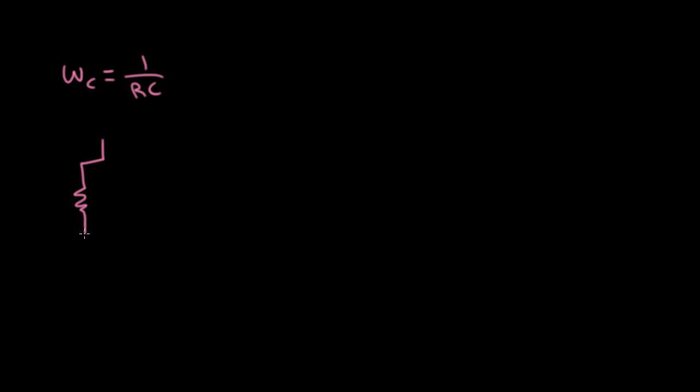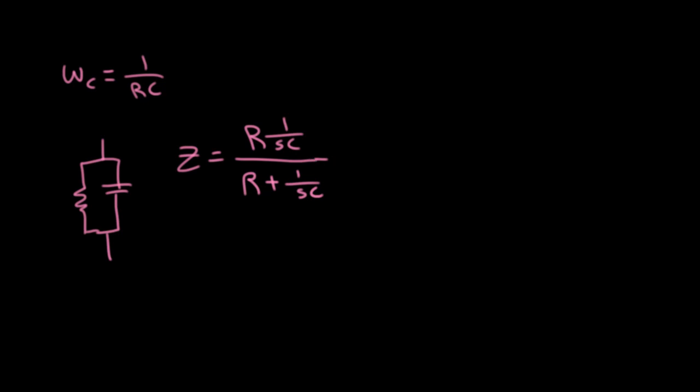Now, what we had was we had a resistor in parallel with a capacitor. So the impedance of this would look like R times the impedance of the capacitor, which is 1 over SC, divided by R plus 1 over SC. Let me divide the numerator and the denominator by R. So I'll have a 1 over R up here and a 1 over R down here. And let me also multiply the numerator and the denominator by S. So let me write it like that.